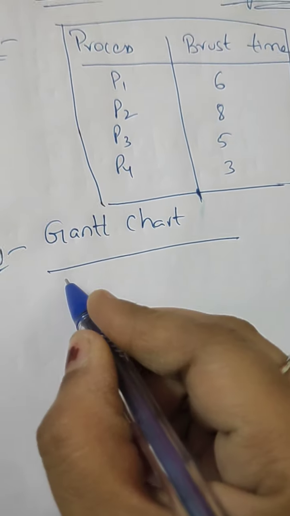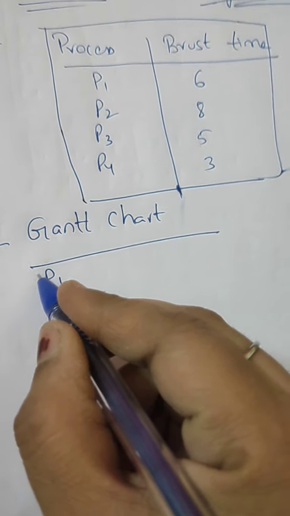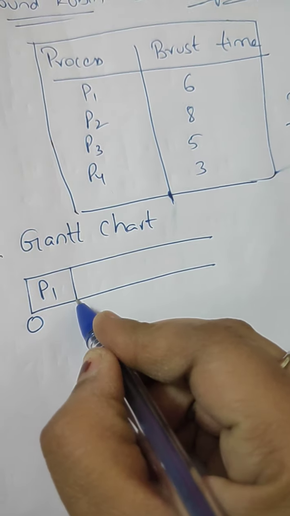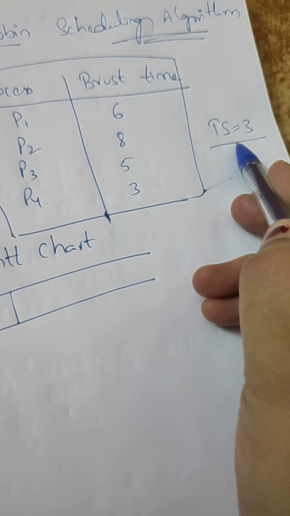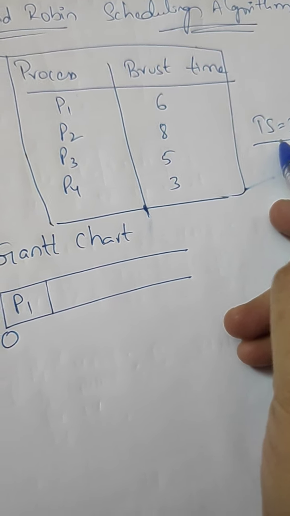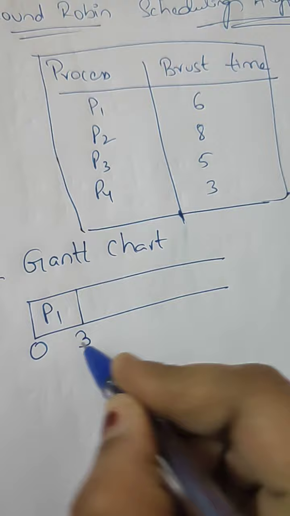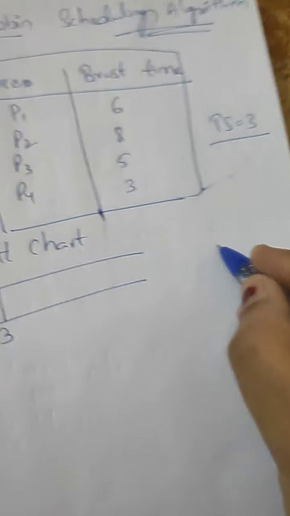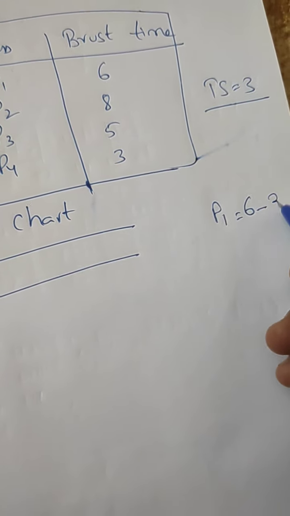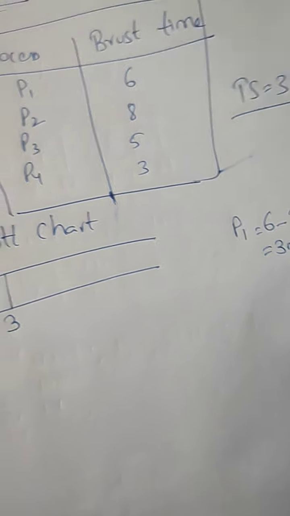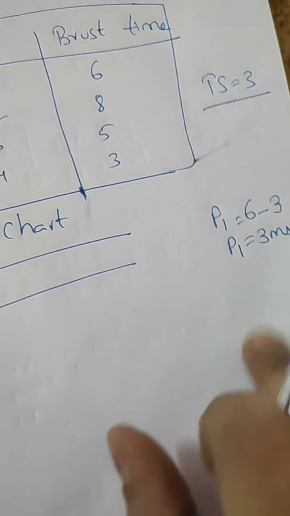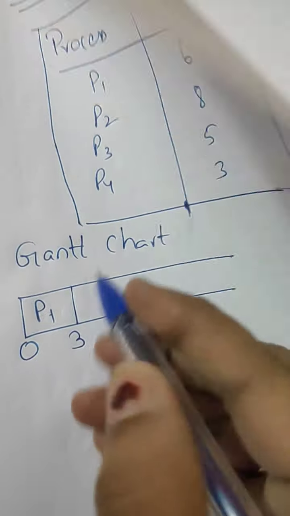In the Gantt chart, P1 is the starting one, so it initially starts at 0. The time slice is 3, the small unit of time for which a process is executed. So from 0 to 3, P1 is executed, but the actual burst time is 6. The remaining is 6 minus 3, so 3 milliseconds is left over in P1. This leftover P1 will be added at the end of the queue.